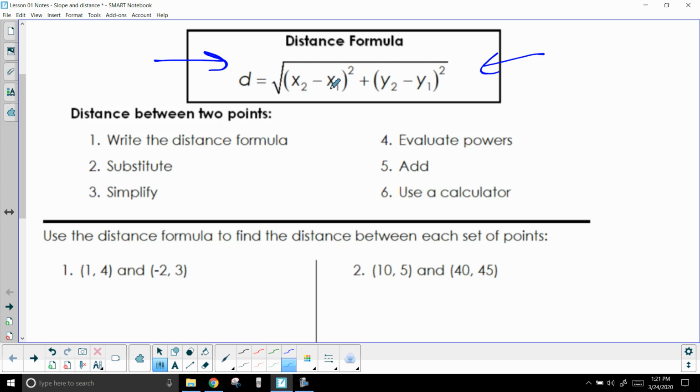Notice we have x2, x1, y2, y1. Those are going to be points, okay? Here are your steps. You're going to write the distance formula. You're going to substitute the x2, x1, y2, y1. Simplify. Evaluate the powers, squaring, add, and if need be, we're going to use a calculator.